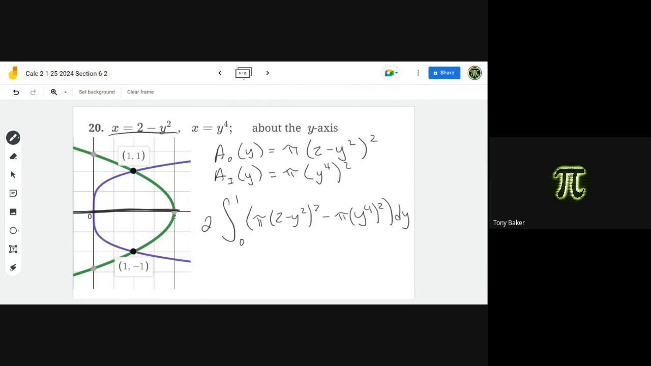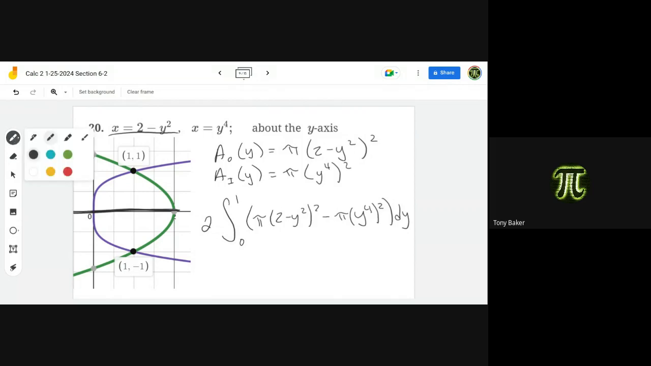So I guess the biggest question is, does it make sense going from the picture to the integral? Before we worry about the integral, are we good to that point? Awesome. All right. Now let's manipulate and clean this up a little bit.